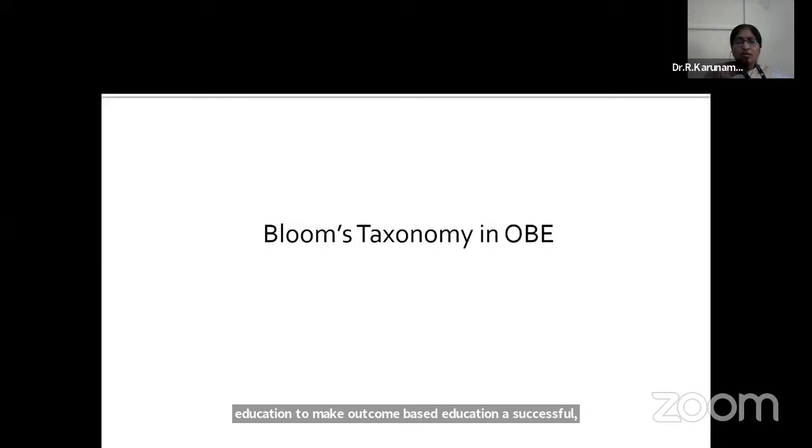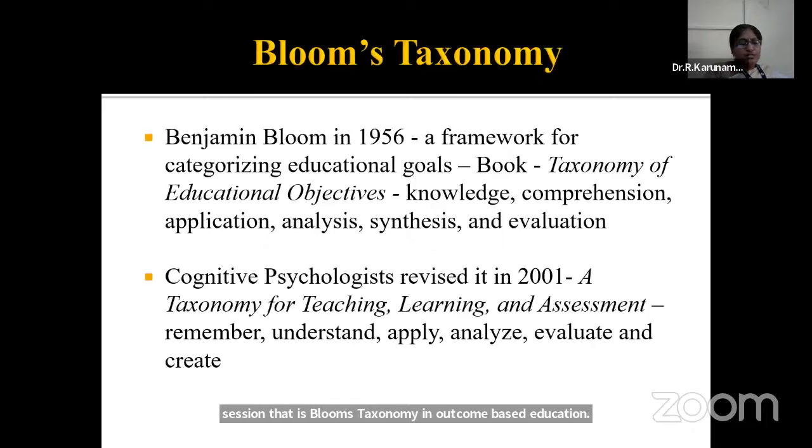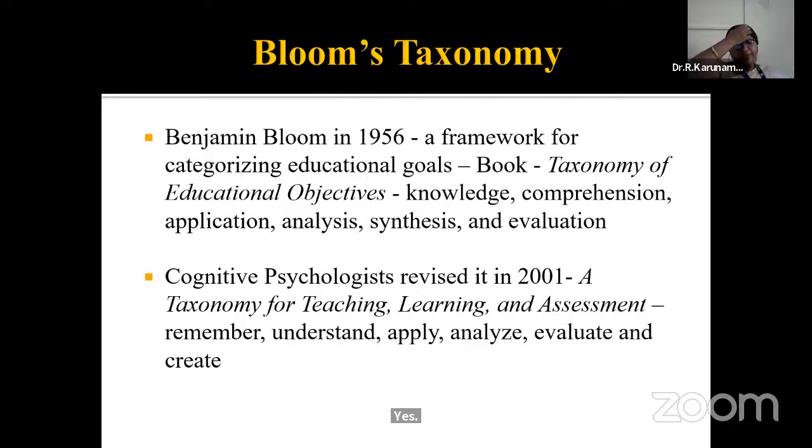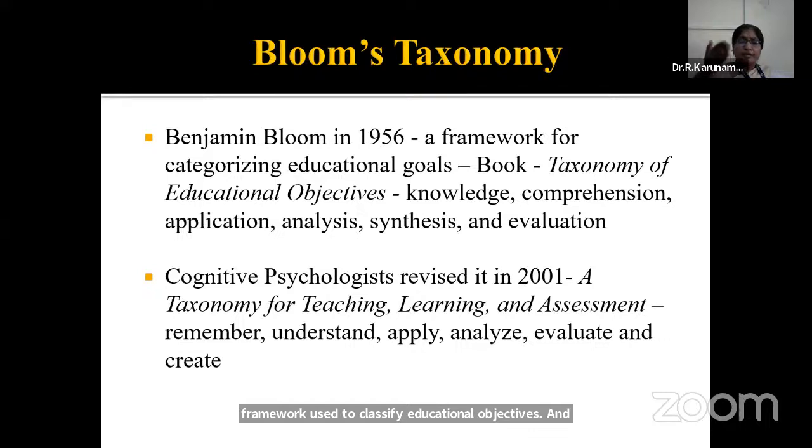So now we are moving over to the second part of the session, that is Bloom's taxonomy in outcome-based education. It is a widely recognized framework used to classify educational objectives and also to define different levels of learning. A lot of experiments have already been done. We have a revised taxonomy also.